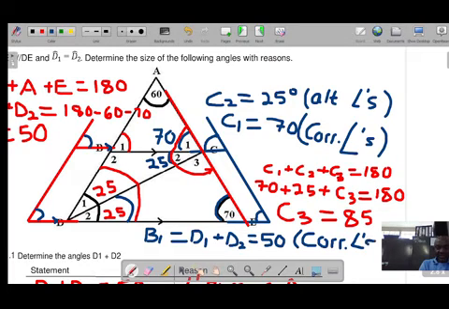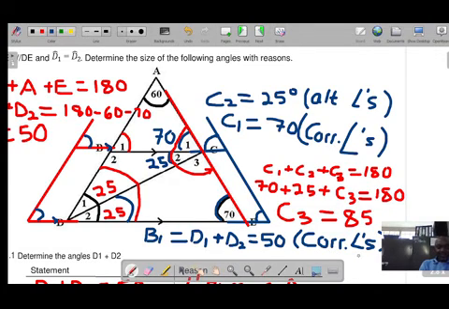Okay, so this is corresponding angles. That is B1 equals D1 plus D2. So the reason is corresponding angles. Now somebody can say, what if I don't give a reason? Then you lose one mark, because when we are marking, there is one mark for the statement and one mark for the reason. So B1 equals D1 plus D2, which is 50 degrees. That's one mark. And then saying corresponding angles is another mark.